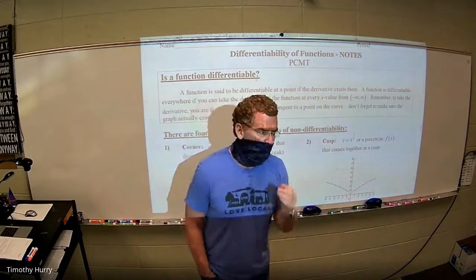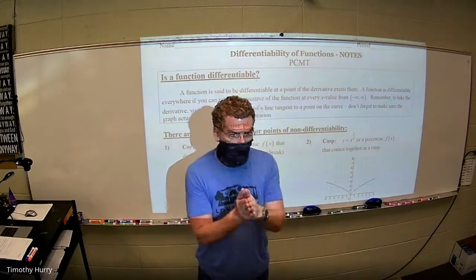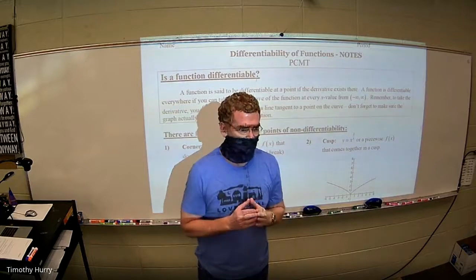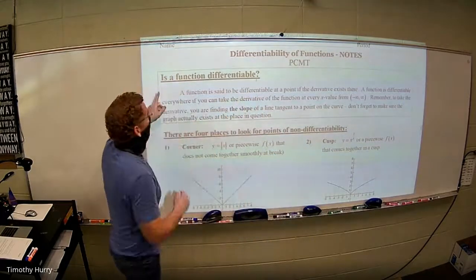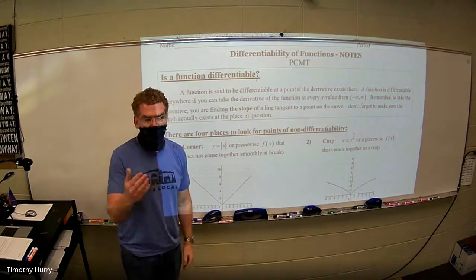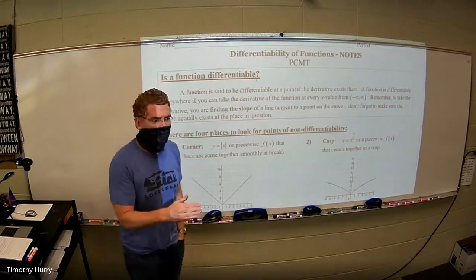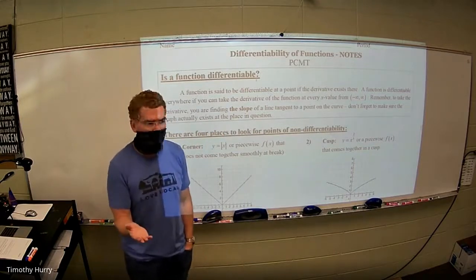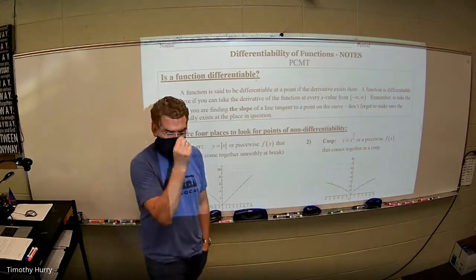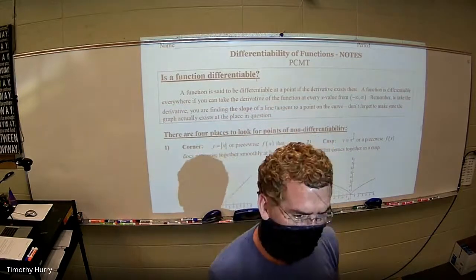Well, if I asked you, where is a graph differentiable? I'm asking you, where would you be able to take a derivative? At what places? So if I asked you, is a function differentiable at a certain place, you would have to be able to essentially have a tangent line there. Well, sometimes a tangent line at a place doesn't make any sense. And here are the 4 places where it doesn't. And keep in mind, when you think about why it does and why it doesn't, what does a derivative come from?